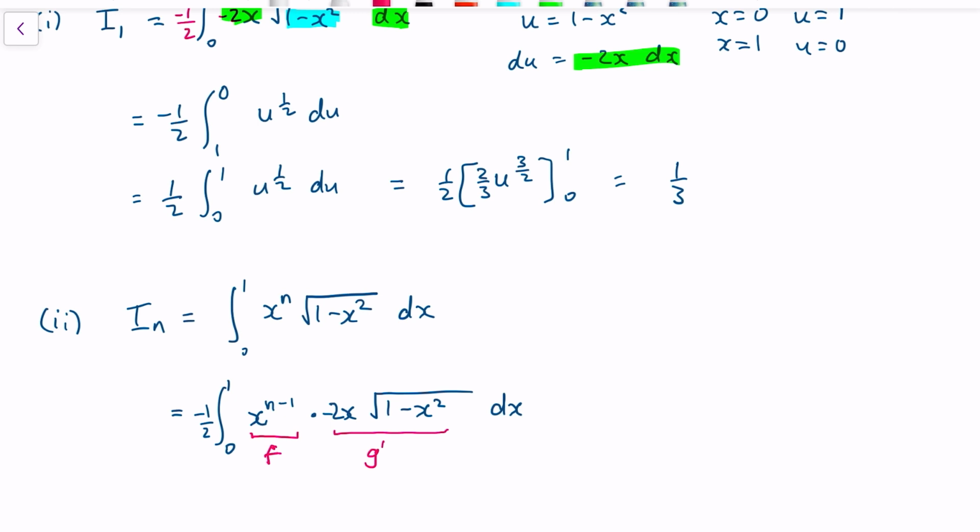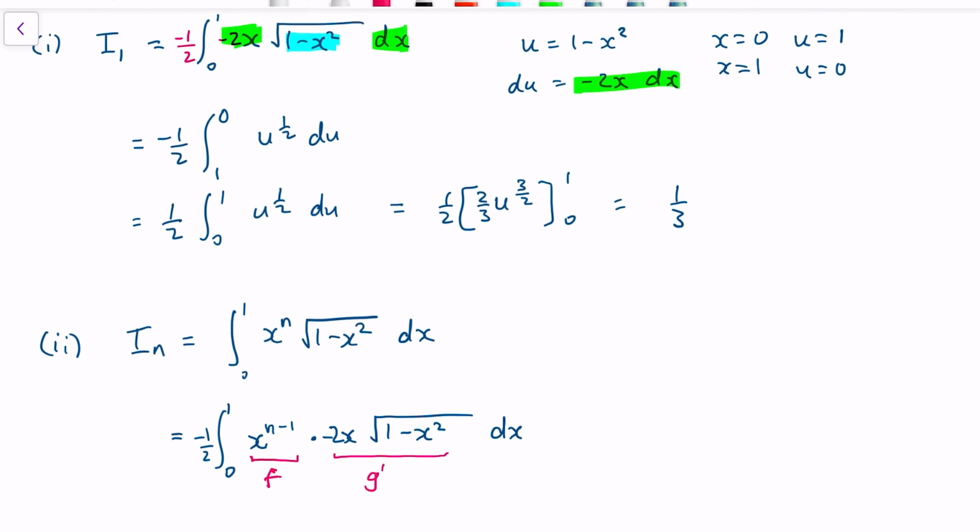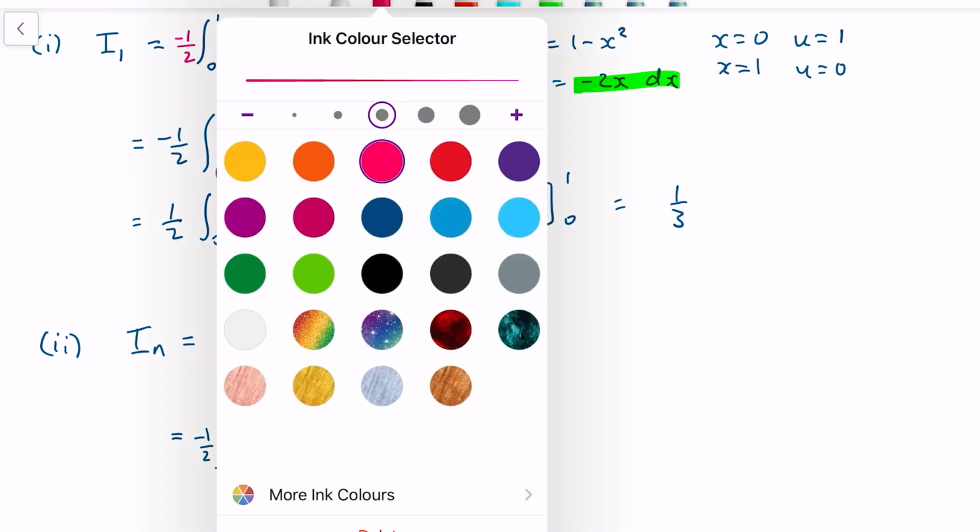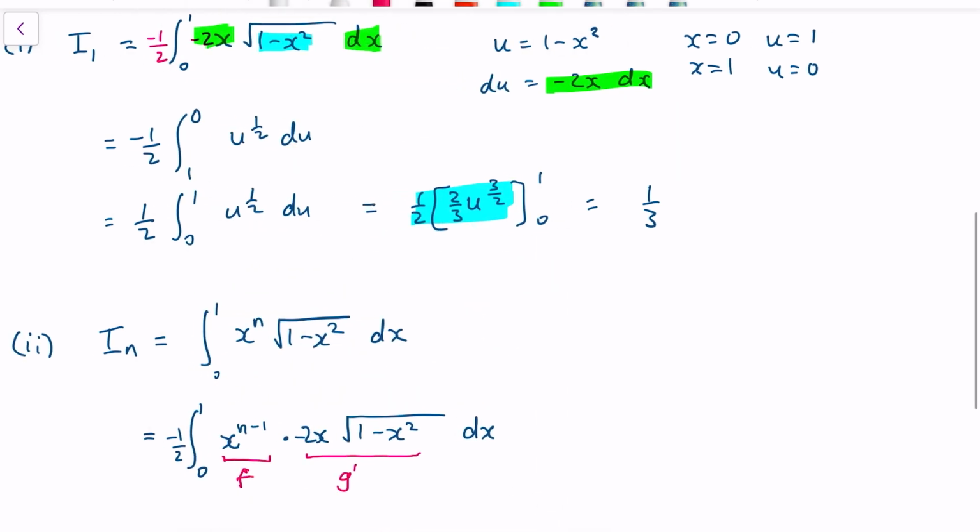I know how to anti-differentiate it now because I've just done it, except when I did it earlier, I wrote it in terms of u. So this was the answer here, and I'm going to have to write that in terms of x. Okay, so integration by parts. Oopsies, I lost the formula for it. So we've got fg minus the integral of f dash g.